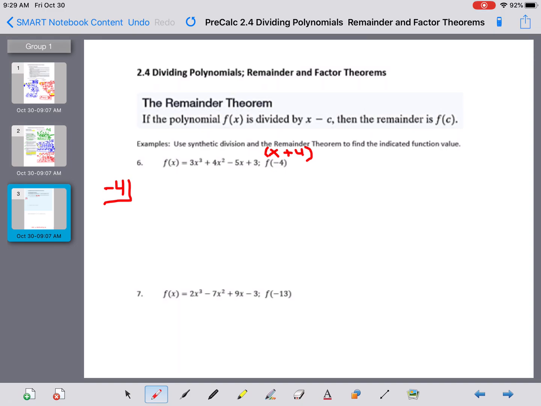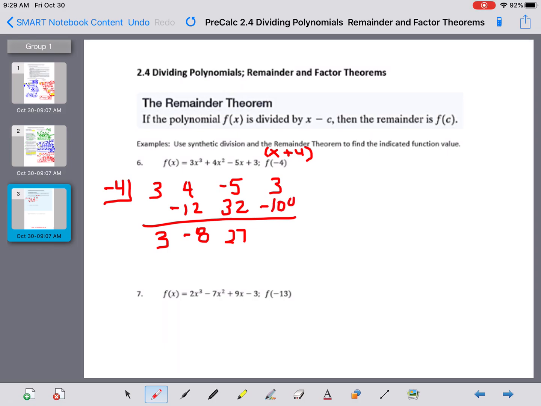3rd degree, 2nd degree, 1st degree, no degree, so everything's in order, nothing's missing. I'm going to have a 3, a 4, a negative 5, and a 3. 3 comes straight down. Negative 4 times 3 is negative 12. 4 plus negative 12 is negative 8. Negative 4 times negative 8 is a positive 32. Negative 5 plus 32 is 27. Negative 4 times 27, negative 108, add that to the 3, and I get negative 105. So definitely a remainder. So the remainder theorem tells me that f of negative 4 equals negative 105.